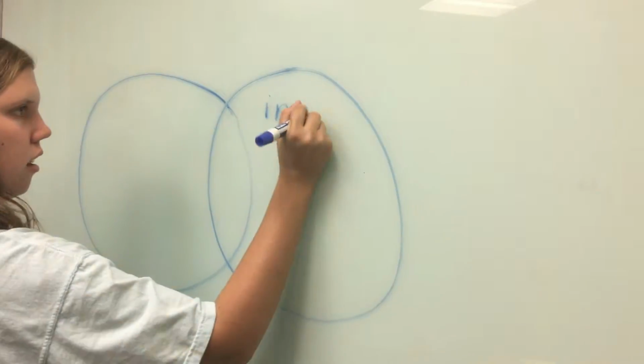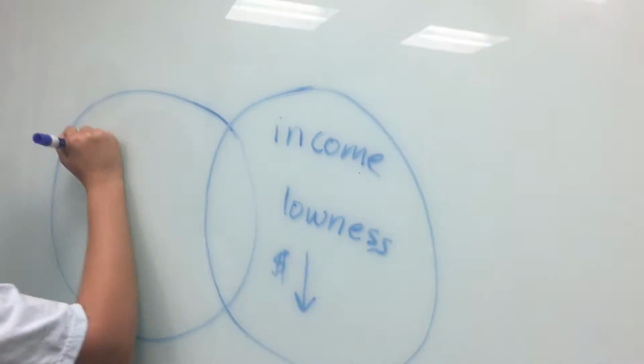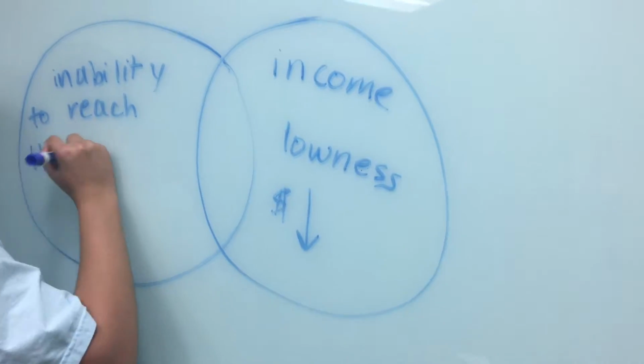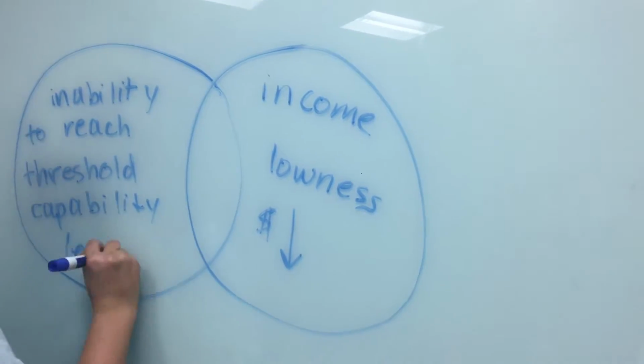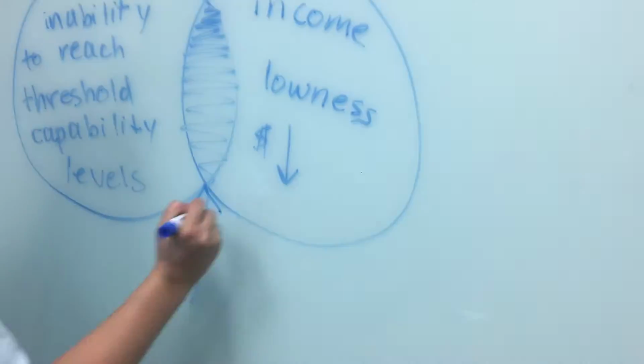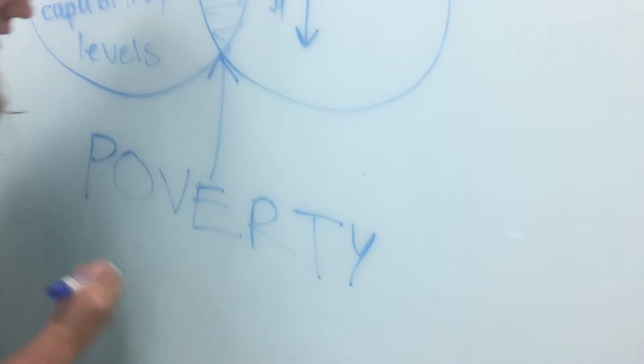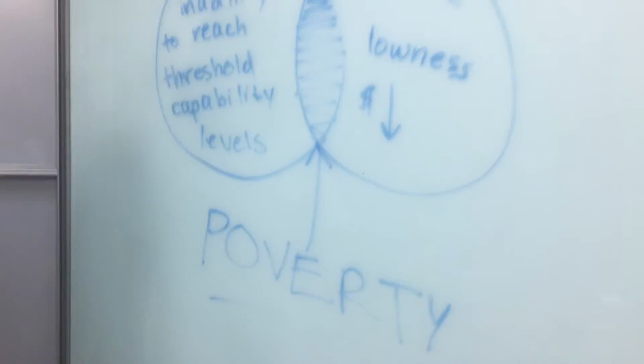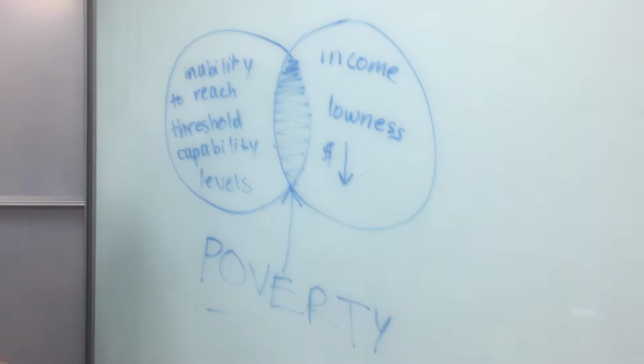Poverty is experienced by those who are unable to achieve a fulfilling, dignified life due to both income lowness and the inability to reach the thresholds of Nussbaum's capabilities. We believe Nussbaum's capability approach is the most effective and accurate approach to measuring poverty in America.